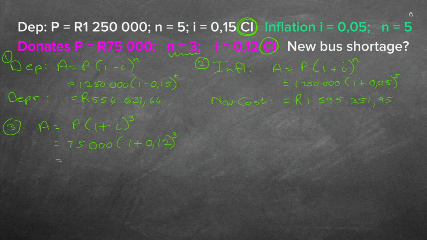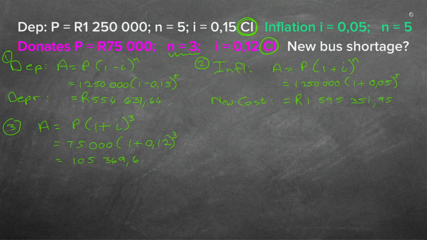And if you click that on your calculator, 75,000 bracket 1 plus 0.12, close your bracket, to the power of 3. It equals 105,369 Rand. Now it says comma 6.